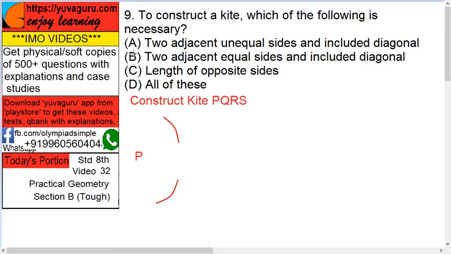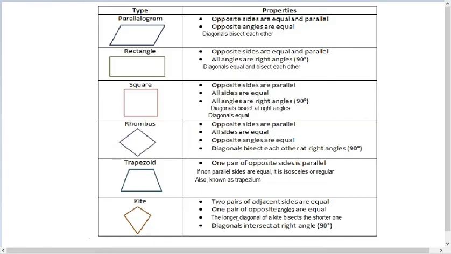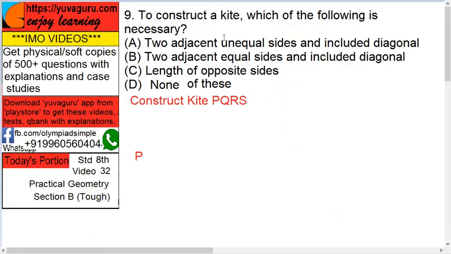Now option B, two adjacent equal sides and included diagonals. Here, this is point P. Equal sides I know. Suppose 5, 5. Both are 5, 5. So I'll put a compass point over here and draw an arc of 5 and draw an arc of 5. Now next what? Where will I draw the line? Because I have to draw a diagonal also. For the diagonal I need to know first two equal lines, and I need to cut these arcs somewhere. But I don't know anything. So this is also not true.